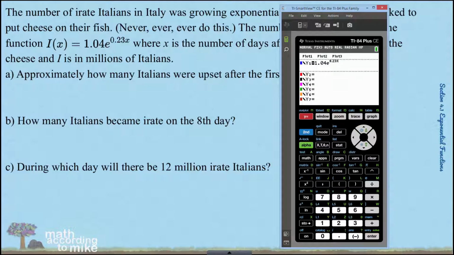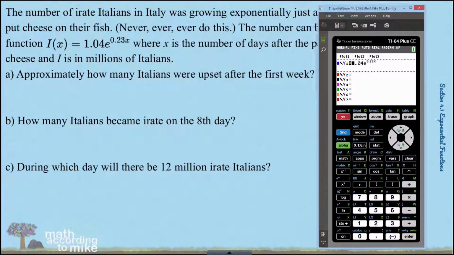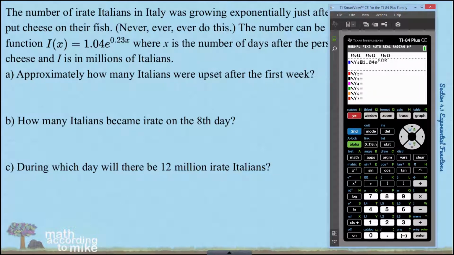Okay. We're going to make the calculator do the heavy lifting there because, again, as you know, all we need to do is plug in 7. And let me make sure that I have this always on front. So we need to find, in this case, I of 7. Well, let's make the calculator do that. If you want to see what it looks like, it would look like 1.04 e to the 0.23 times 7.